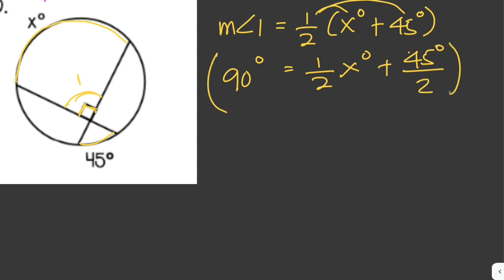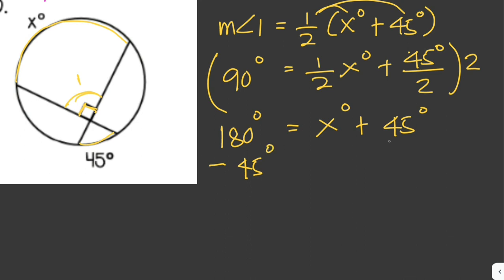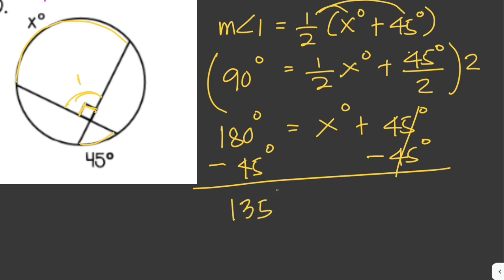And then we multiply both sides by 2. And we get 180 degrees equals x degrees plus 45 degrees. And then we subtract 45 degrees from both sides, which gives 135 degrees. So x degrees is equivalent to 135 degrees. This is the answer here.